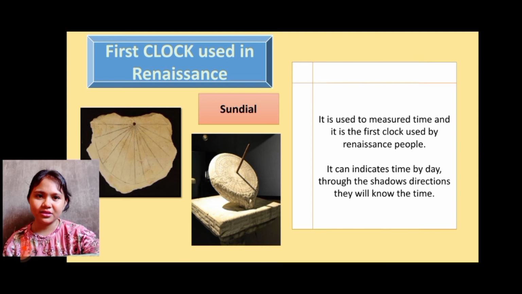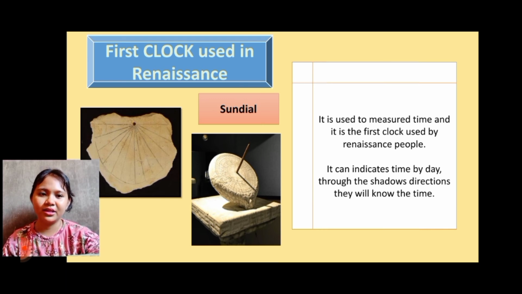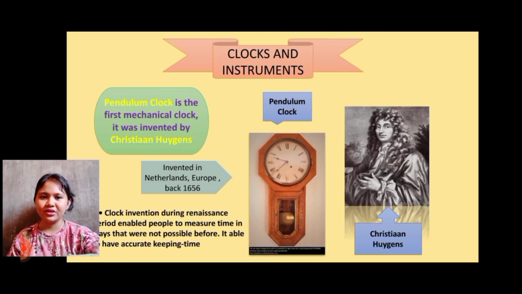The first clock used in the Renaissance is the sundial. It is used to measure time by the day, by the shadow direction. Kung walay init o gabi na, dili sila ka-measure sa time, kay ginagamitan na nila ni og kaning hayag sa init. The first mechanical clock was invented by Christian Huygens.